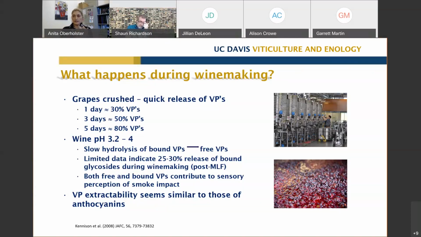This is because matrix has an impact, as well as the concentration there. There's always a concentration-driven effect with extraction. Their grapes have way more bound than our grapes when they did this test. So this is very important.